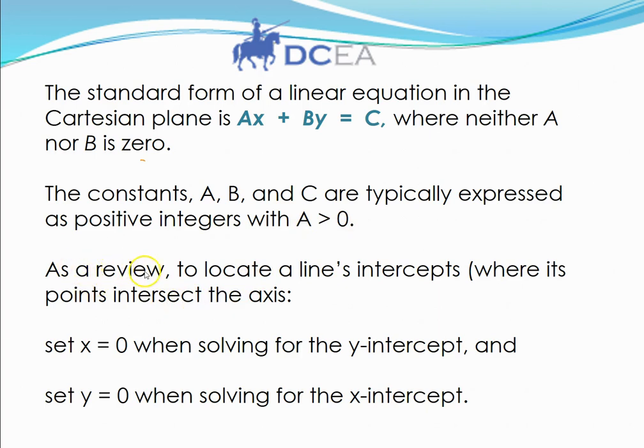As a review, to locate a line's intercepts, where its points intersect the axis, we set x to 0 when solving for the y-intercept, and we set y equals 0 when solving for the x-intercept. Be sure to have that in your notes because it can get confusing as you're going along.